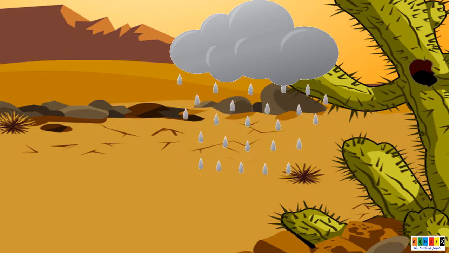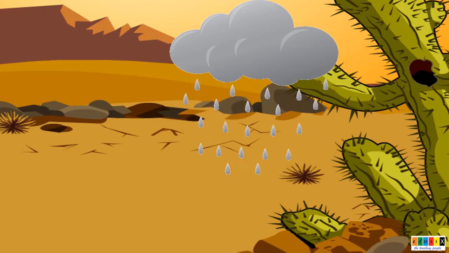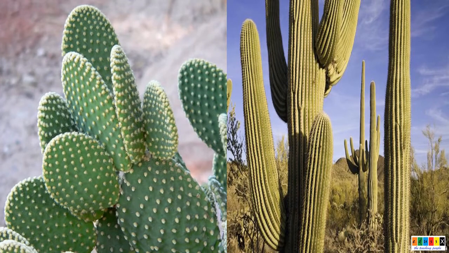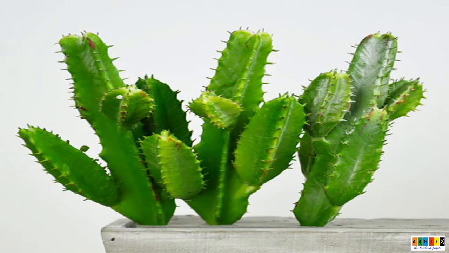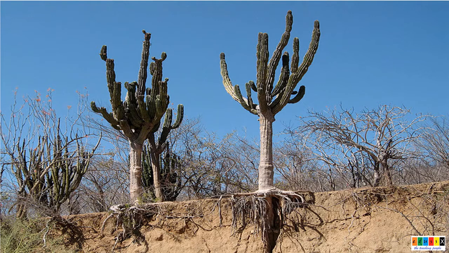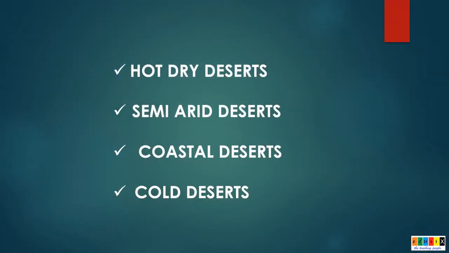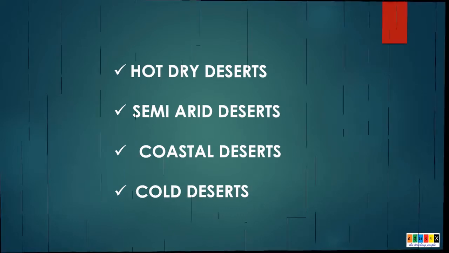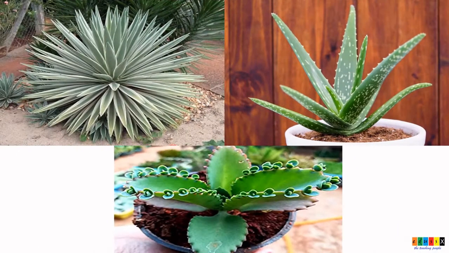Deserts cover at least 20% of the earth, and the plants have thick leaves that store water and minerals. Plants like cactus store water in their stem and the leaves are reduced to spines. They have long roots that go deep into the soil. The kinds of desert are hot dry desert, semi-arid desert, coastal desert and cold desert. Typical examples found in deserts are cactus, agave, aloe and bryophyllum. These are the types of habitat.